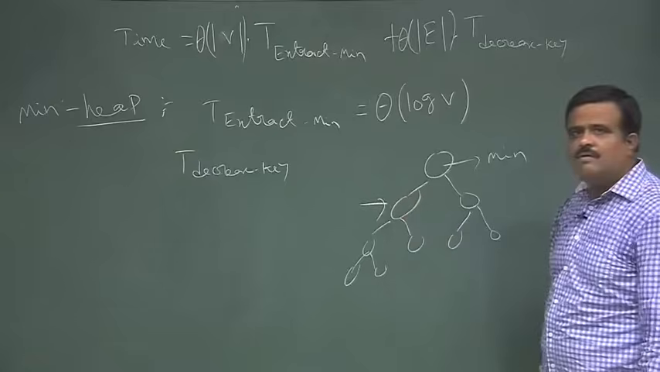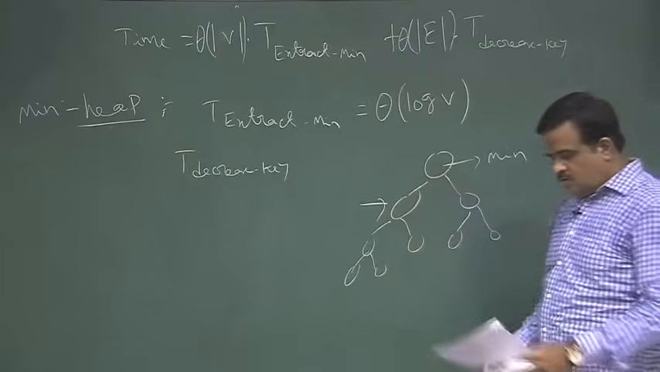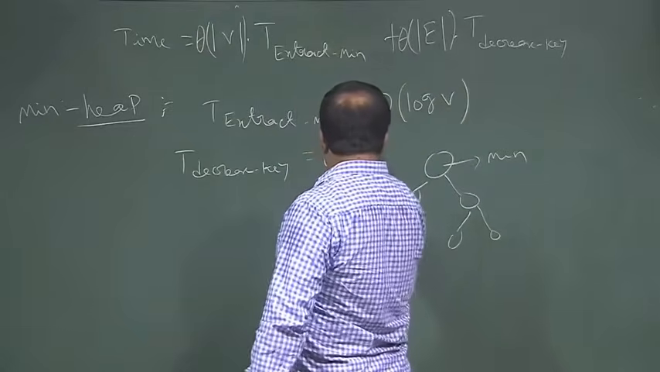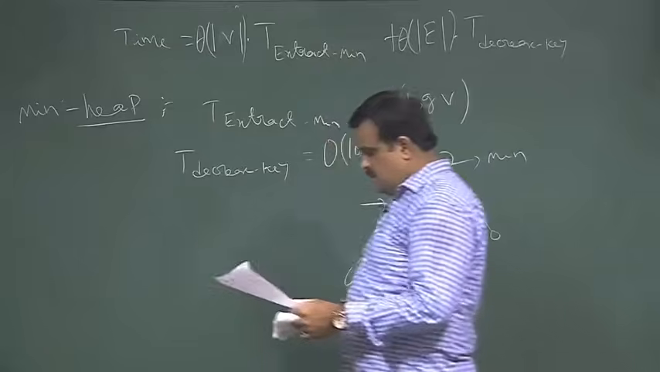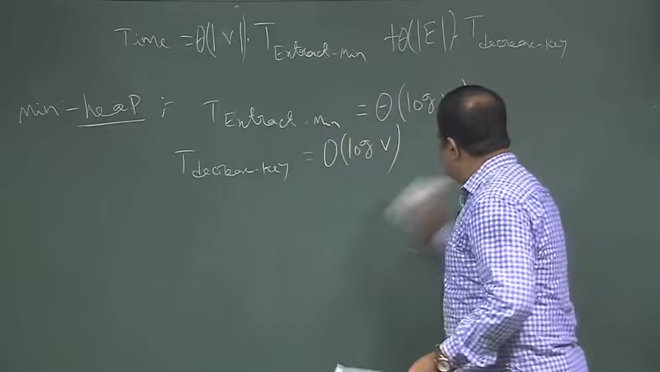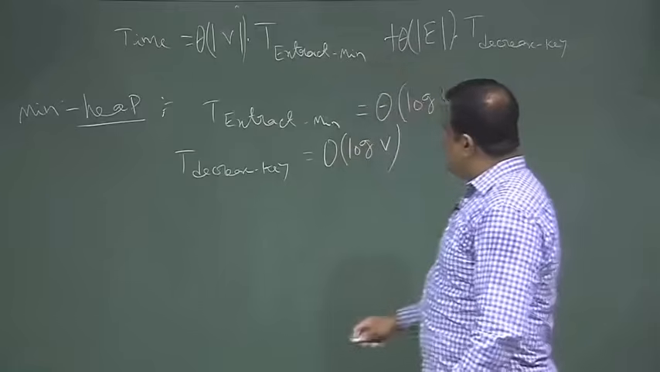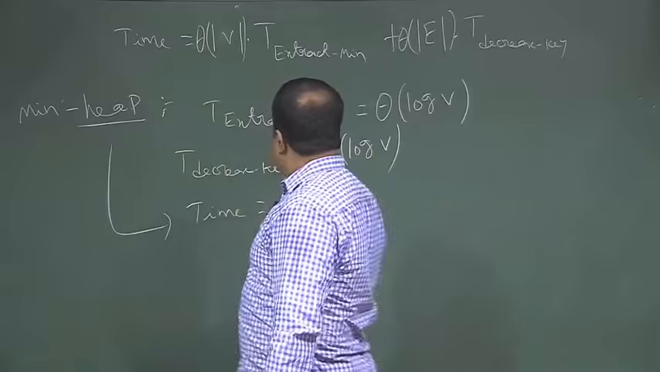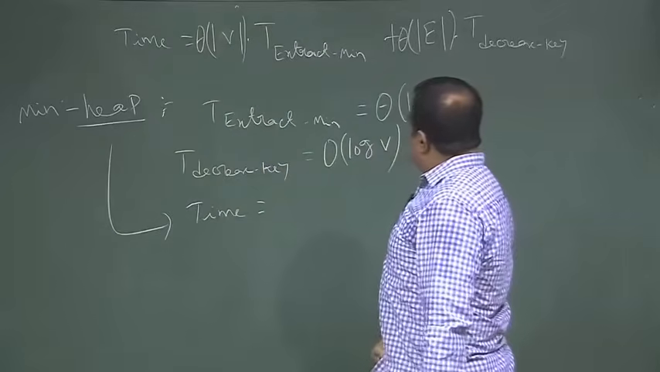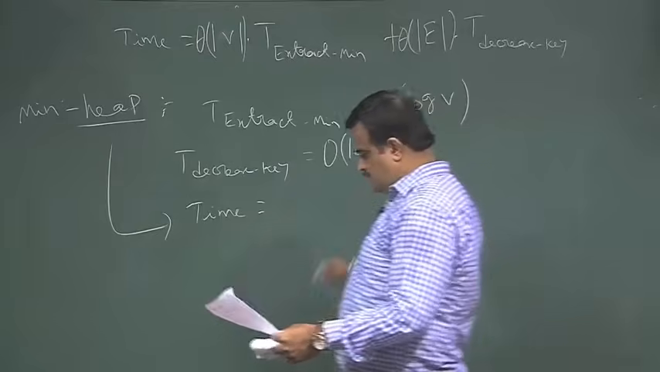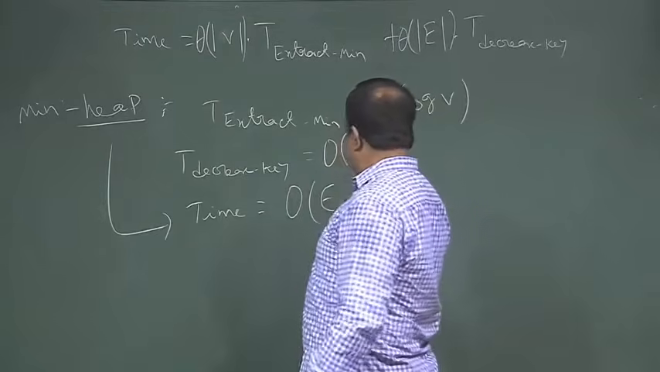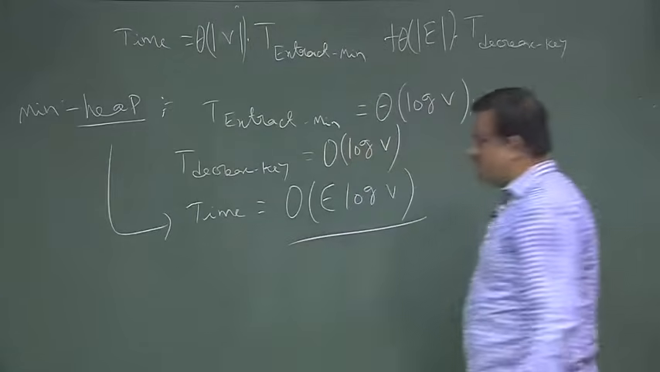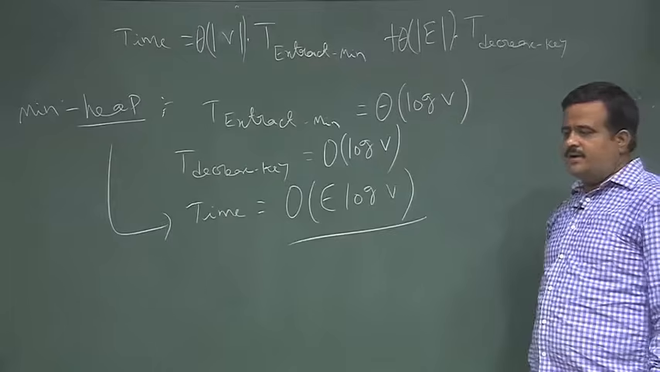That will again take order of log n, because we do not know the position. So, both the operations decrease key and extract min will take order of log V. If we add these two time complexities here, for min heap the time is order of log V and order of E log V. So, basically it is order of E log V. This is if we use the heap as a priority queue.